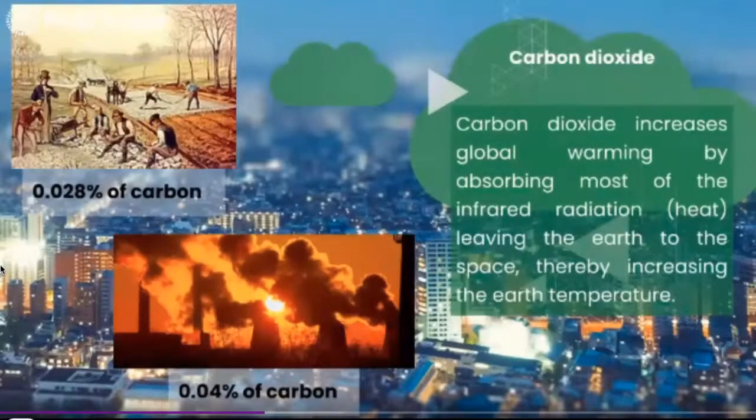Now, in the pre-industrial era, we know that the carbon dioxide in the atmosphere was about 0.028%, but right now we are looking at 0.04%. And we can look at the figures and say that, man, it's very insignificant. 0.01% is very insignificant. But we can see the effect this insignificant 0.01% is causing.